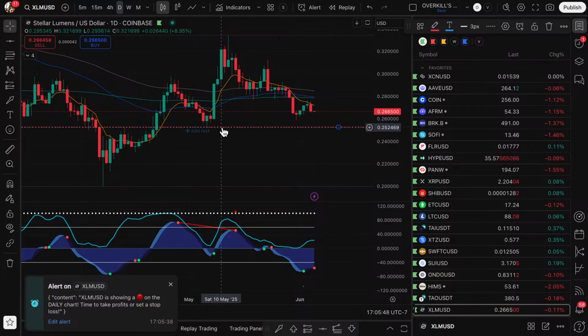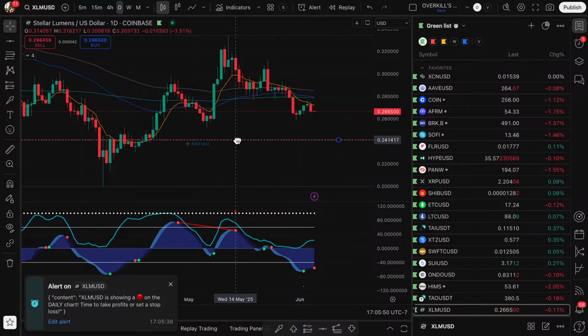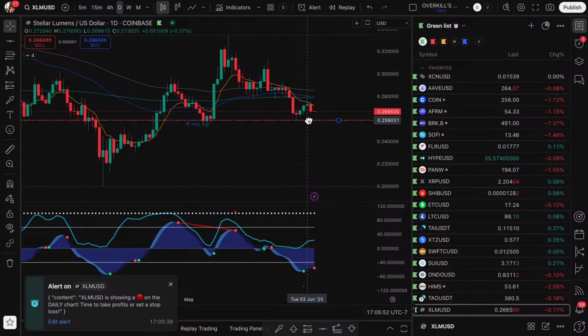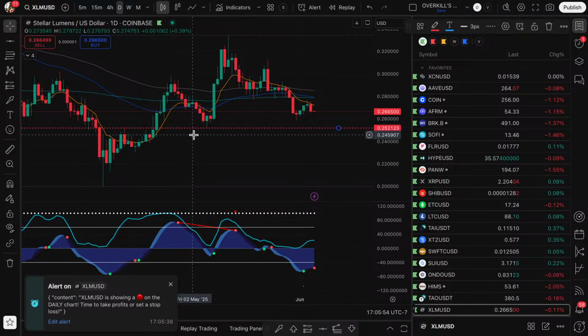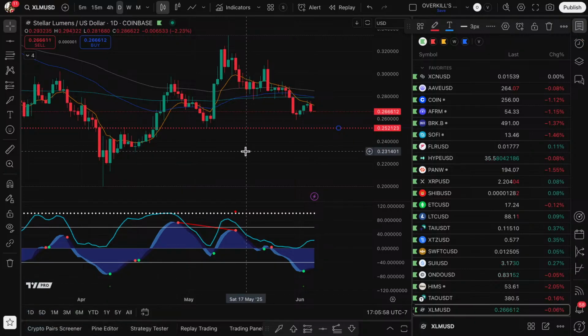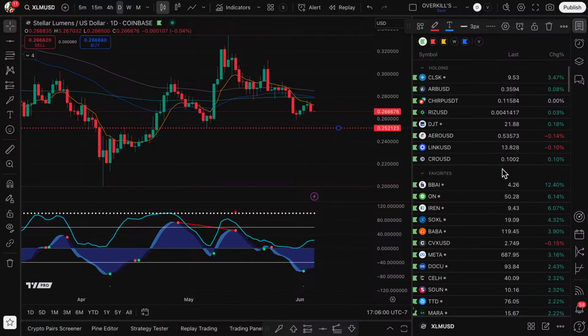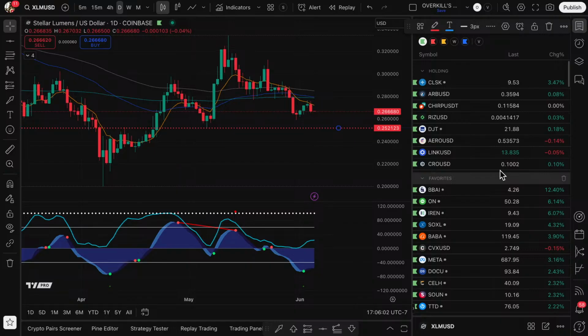XLM has a red dot, so let's pay attention here. Where's the previous low? You could argue that it's right here at 26, but I'd be using this one right here at 25. 25 cents is the level I'd be using. If you want to set a stop loss, feel free. But I don't feel comfortable setting stop losses in illiquid times, in times where there is no volume coming in.